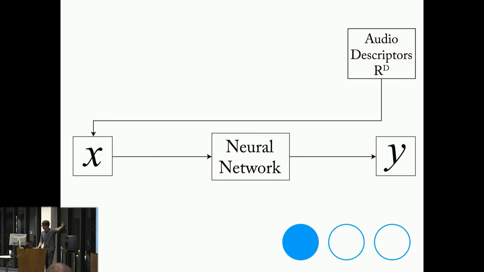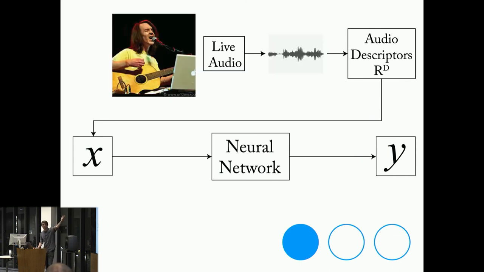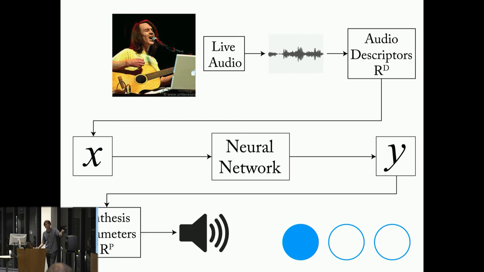Then once I have that neural network trained, I can show it any live audio, and it will take that audio and predict, as well as it can, what synthesis parameters would be used to create that audio. And then I can use those synthesis parameters to drive the synthesizer and produce an output.